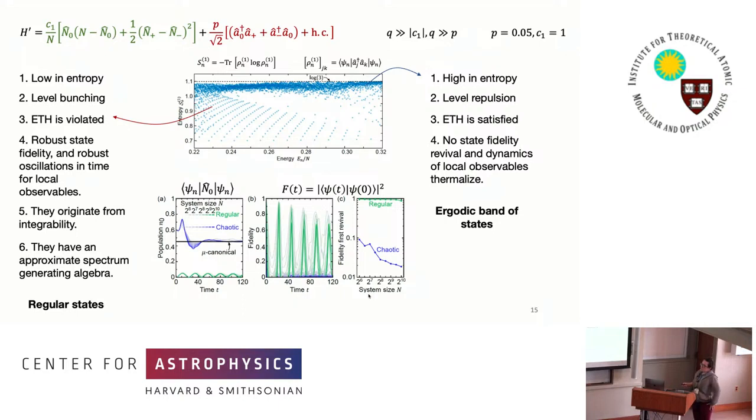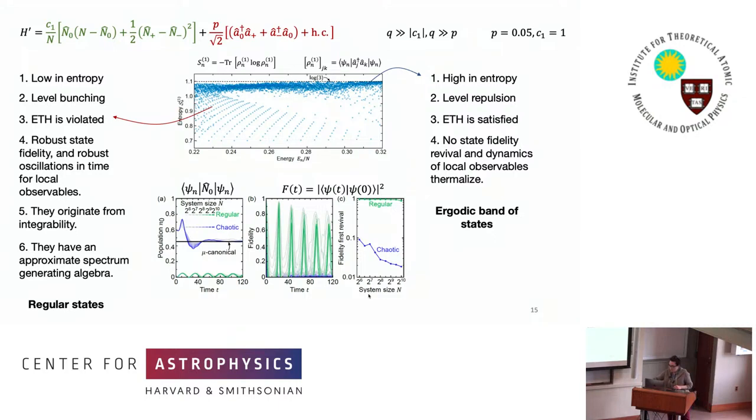I won't get into details, but we also find that these states actually originate from integrability, and they have an approximate spectrum generating algebra. So I can explain if you ask me what that is, but what's important here is that all these properties are also the properties of the quantum many-body scars. Okay? So when people want to go and look for quantum many-body scars, these are the properties that they try to check. But we call them regular states because there is one important difference. Regular states here, as we call them, increase polynomially in a polynomially increasing Hilbert space. Okay? So that means they're not negligible in a thermodynamic limit.